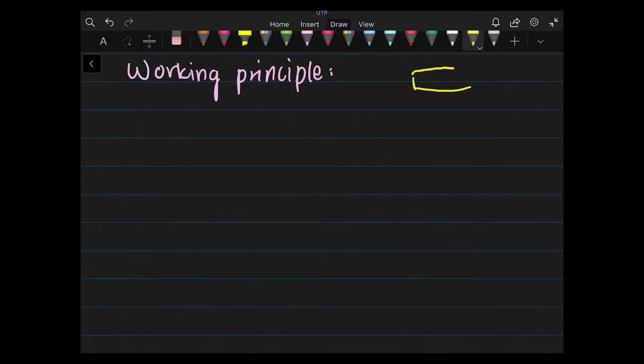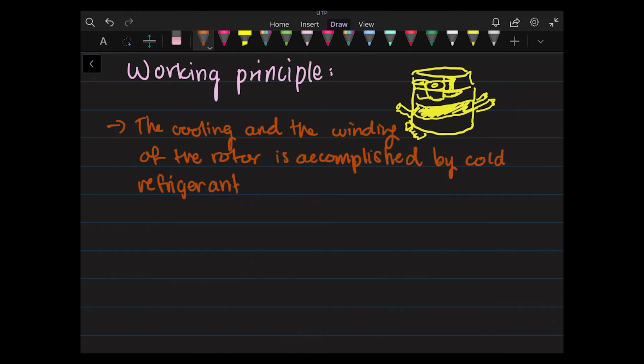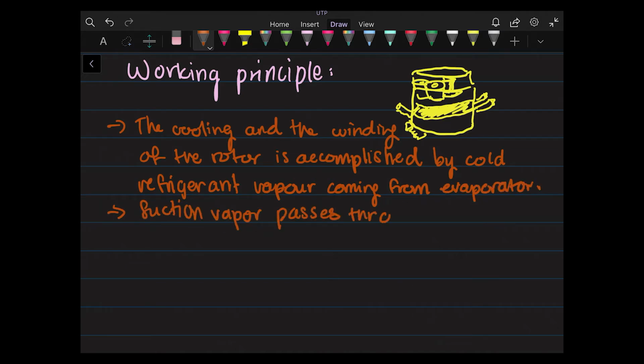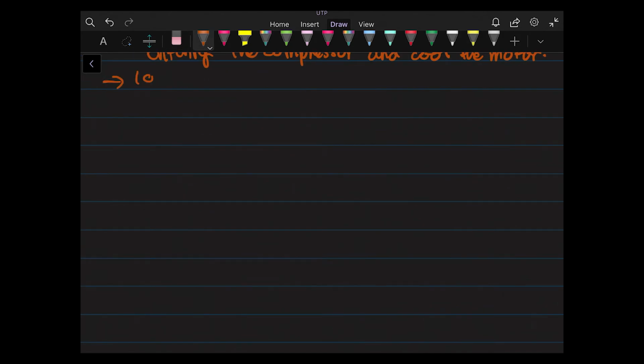Now, the working principle of the compressor: the cooling of the winding and the rotor is accomplished by cold refrigerant vapor coming from the evaporator. The suction vapor passes around the motor stator before it enters the compressor and cools the motor. If the temperature of the suction vapor is lower, it is easier for the heat to flow from the winding and the rotor to the vapor.